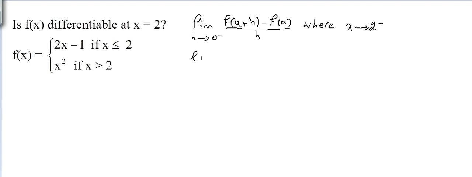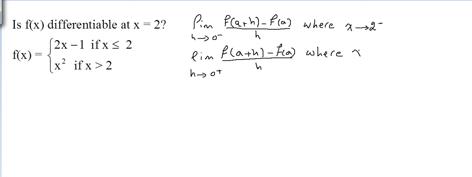And we should also find the limit of f of a plus h minus f of a over h as h tends to 0 plus, and this is where x tends to 2 plus. If h tends to 0 plus, this means x tends to 2 plus, because x equals 2. If these two limits are equal, this means for sure it is differentiable.